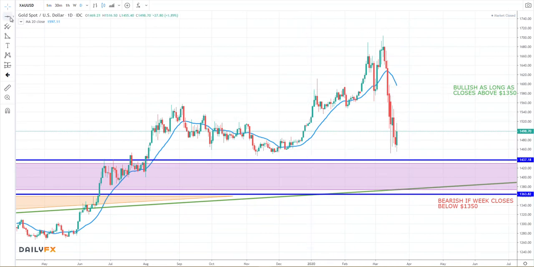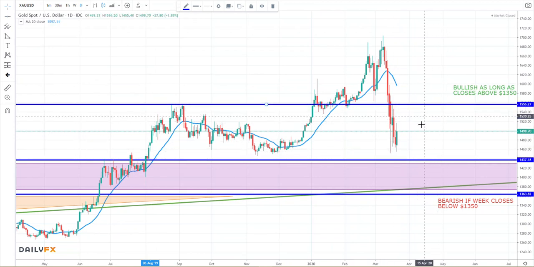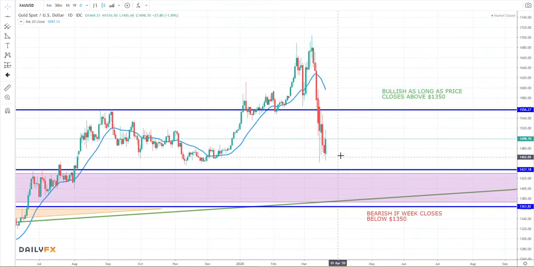So let's look at where resistance would be. So now we've got price essentially between this zone of 1560 and 1430. So we could see range trading, right? So the next few weeks we could see prices kind of stay in this range. So like we said, we're bullish as long as price closes above this. However, we won't see another attempt at the $1,700 high until price breaks above 1550. So that'd be the first thing that needs to happen.